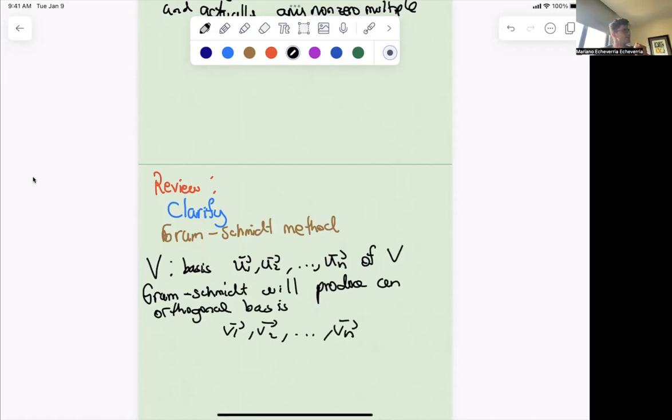The thing I didn't emphasize is that, in practice, if you notice, in the problems with this Gram-Schmidt method, I have been giving you the vectors of the basis in a specific order.